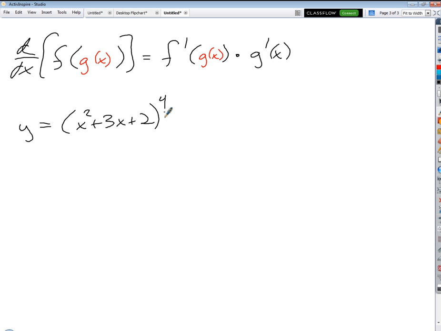It's like peeling an onion. The outer layer is a power function. Peel that away, and the inner layer is a polynomial, right? So what the chain rule tells us is we have to do this in layers. We have to look at the first layer and say, what's our rule for the outer layer of the onion? What's the derivative of something to the fourth? 4 times something to the third. So the outer one is going to be 4 times something cubed, right?